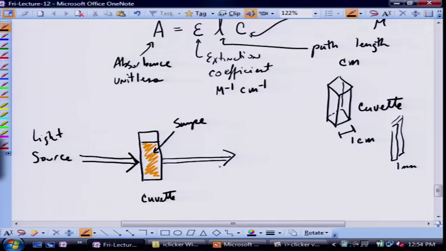Now, I shouldn't have done that. Let me get my eraser here. Let's create the light source here. Here's your light source.